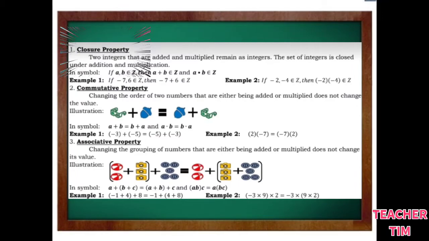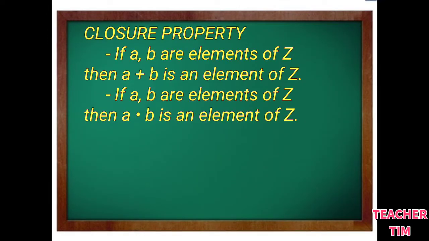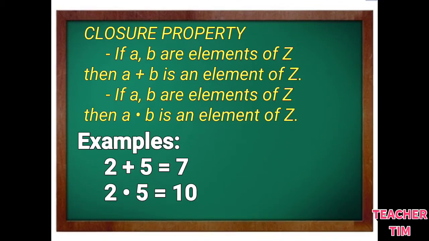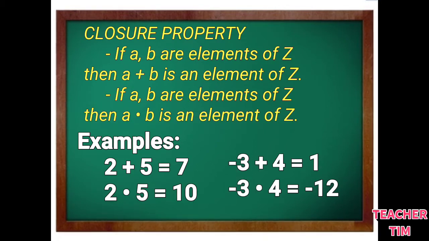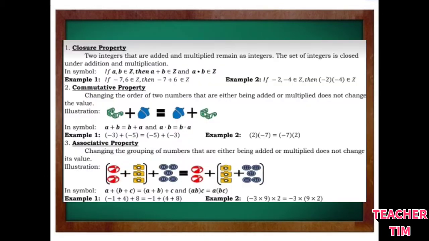Closure property: 2 integers that are added and multiplied remain as integers. The set of integers is closed under addition and multiplication. If A, B are elements of Z, then A plus B is an element of Z. If A, B are elements of Z, then A times B is an element of Z. 2 plus 5 equals 7. 2 times 5 equals 10. Negative 3 plus 4 equals 1. And negative 3 times 4 equals negative 12. 2 and 5 are integers, and 7 is also an integer.